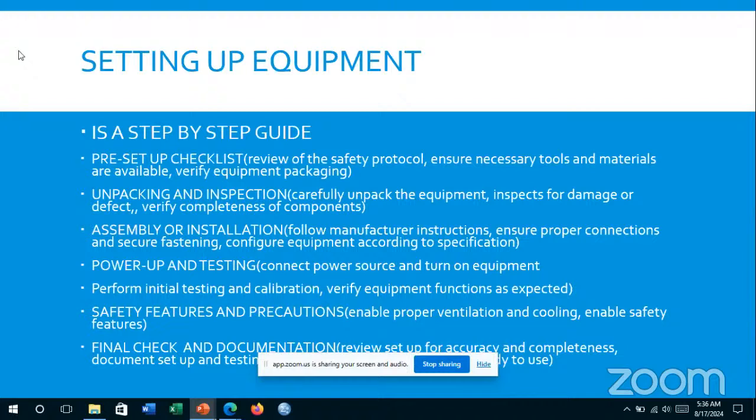Handle equipment with care to prevent damage. Use necessary tools and materials to assemble it. Follow manufacturer instructions. Double check assembly for accuracy. Test your equipment before you use it. That's how it's supposed to be when you are unpacking.